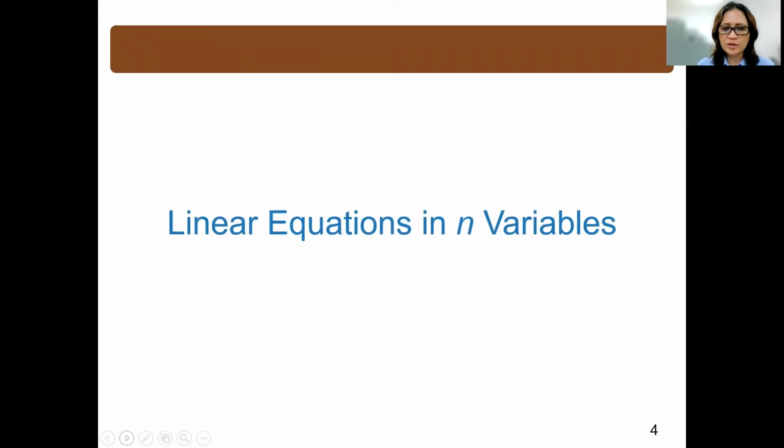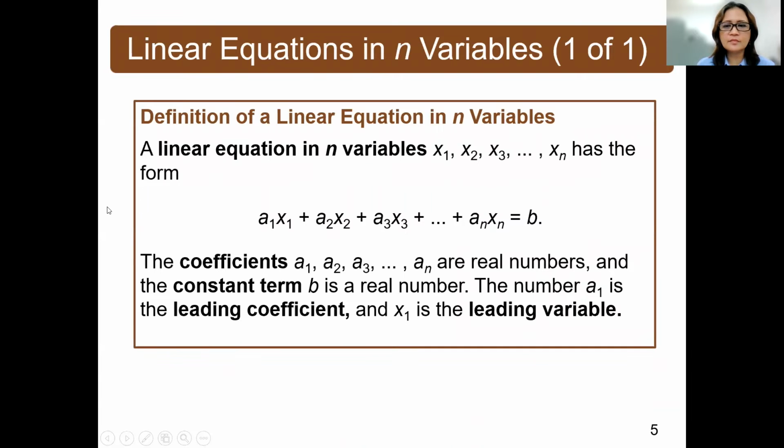Now, what is a linear equation in n variables? A linear equation in n variables x sub 1, x sub 2, x sub 3 up to x sub n has the form a sub 1 x sub 1 plus a sub 2 x sub 2 plus a sub 3 x sub 3 plus dot dot dot plus a sub n x sub n equals b, wherein a sub 1, a sub 2, a sub 3 up to a sub n are coefficients of the variables and are real numbers. b is a constant term and is also a real number.